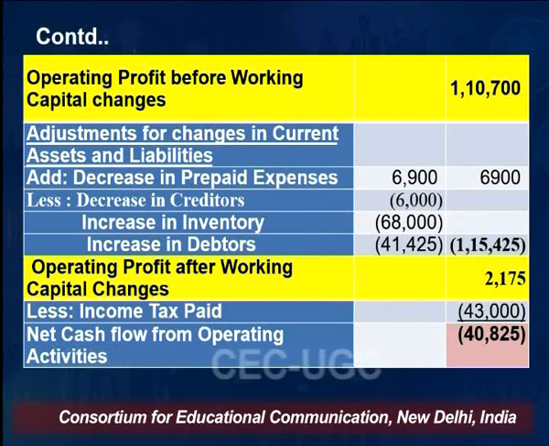And the income tax payment we have already calculated from the income tax payable account, which was reported to be 43,000, and this results in the net cash used in operating activity to the extent of 40,825.